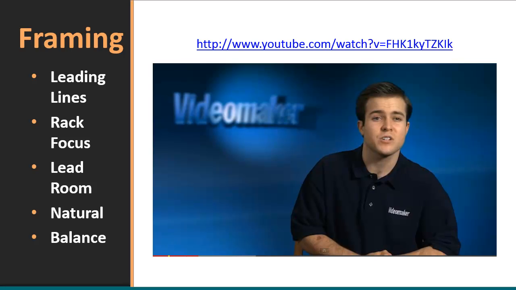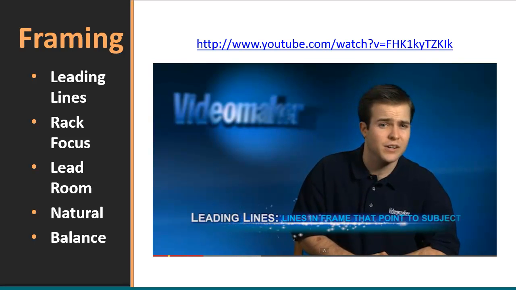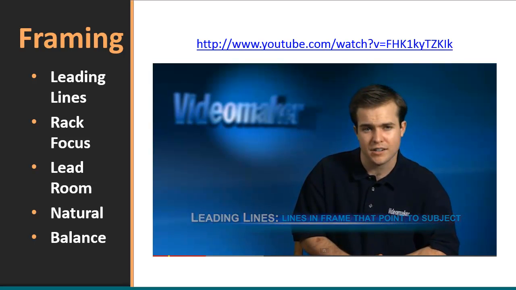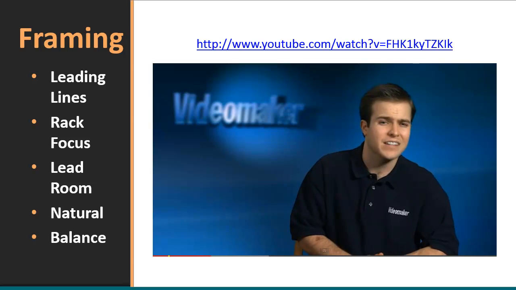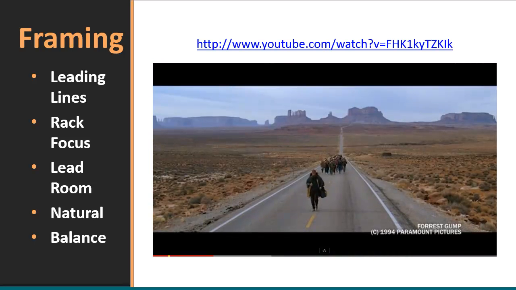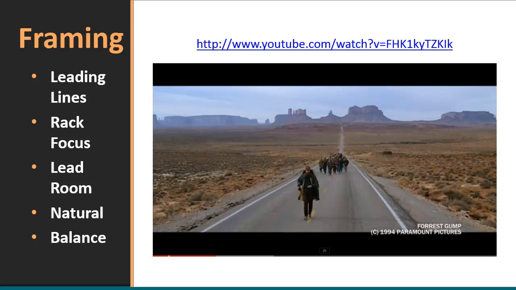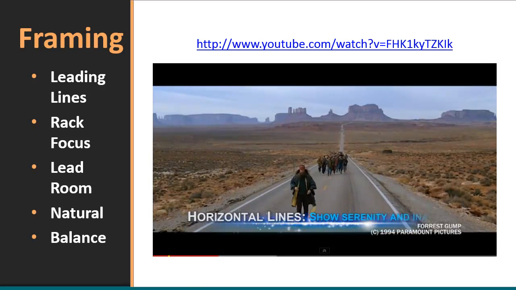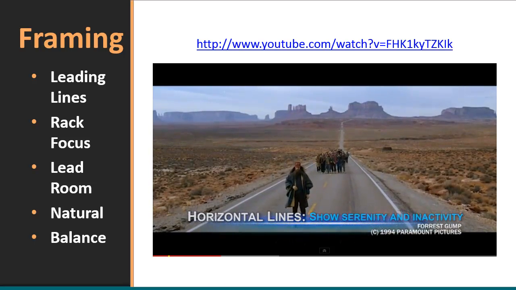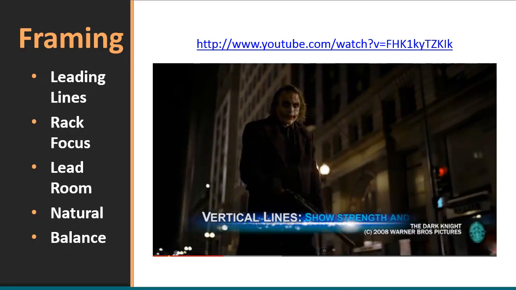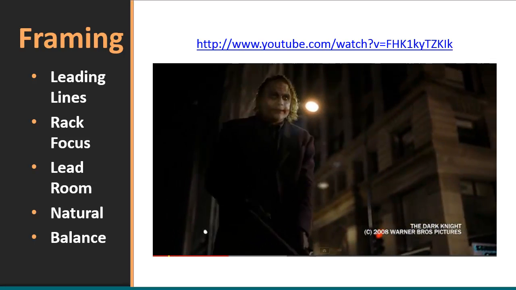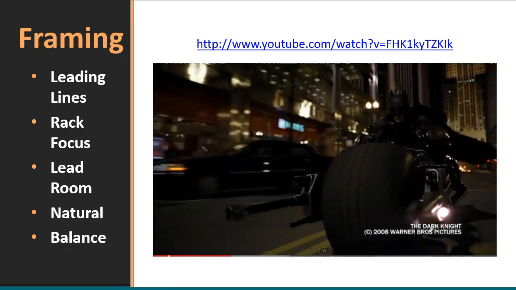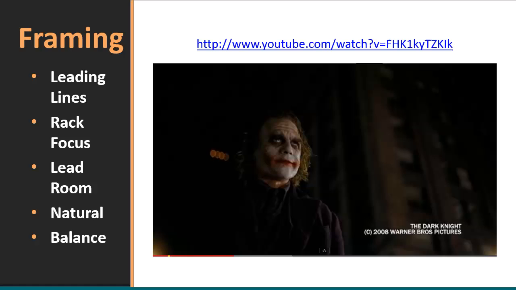One of the best ways to direct a viewer's eyes is through using leading lines. Leading lines are naturally occurring lines in a shot that point towards the subject. Leading lines can be either horizontal, vertical, diagonal, or curved. Horizontal lines like those found in Forrest Gump when Forrest finally stops running after years on the road can show serenity and inactivity. On the other hand, vertical lines like those used in Dark Knight can show strength and dignity. However, since the subject is so small in the scene, the tall vertical lines quickly become threatening.